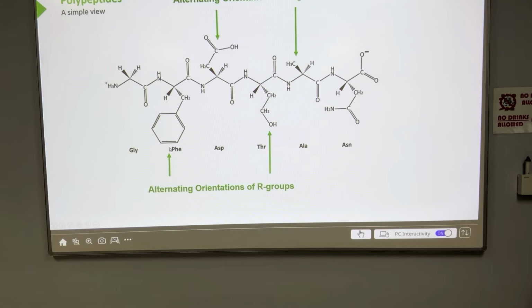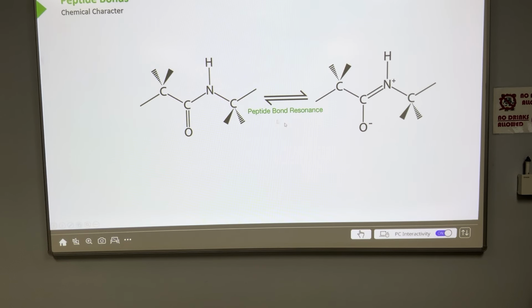Yeah. So you need to know the letters, but it's not that difficult. When you look at the chart, you remember, you know the name, GLY. The only one is glycine. PHE, phenylalanine. ASP, aspartate. THR, threonine. ALA, alanine. ASN, asparagine. So you see now, that's how we make the peptide bond.